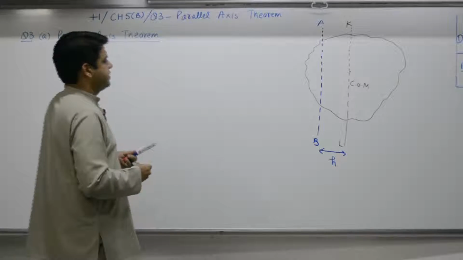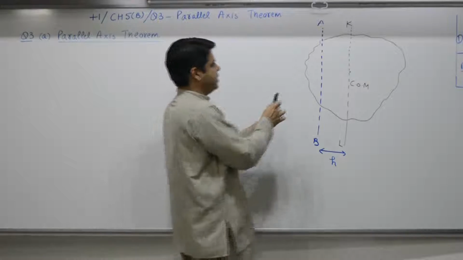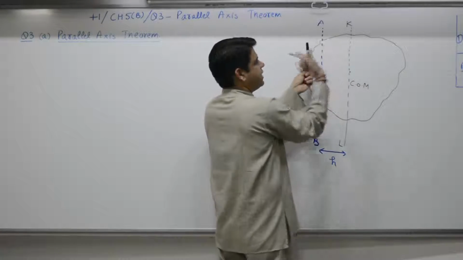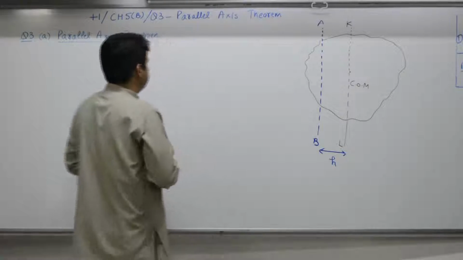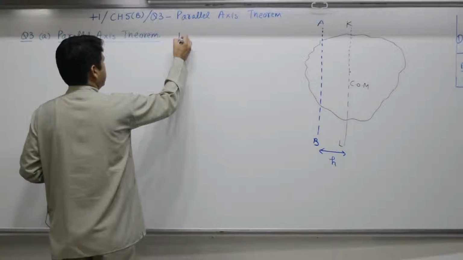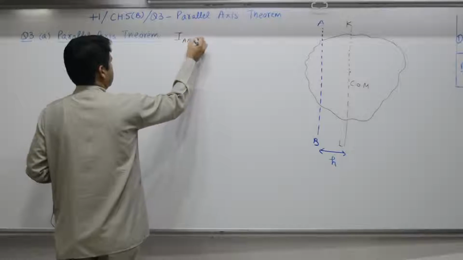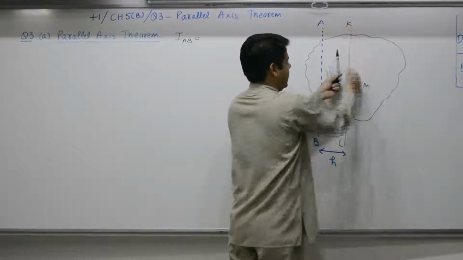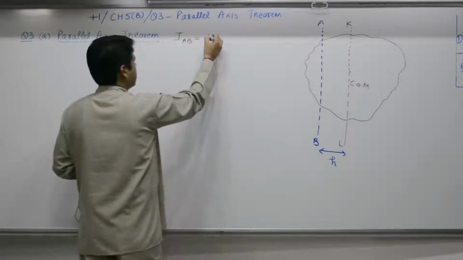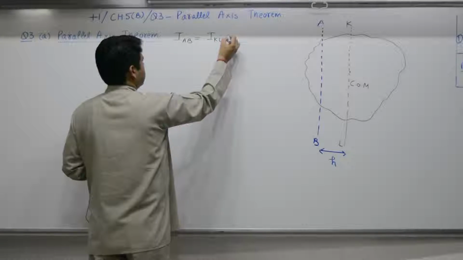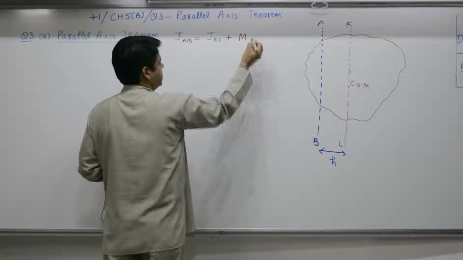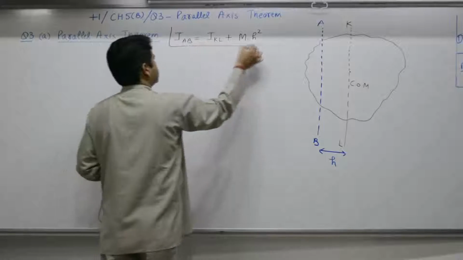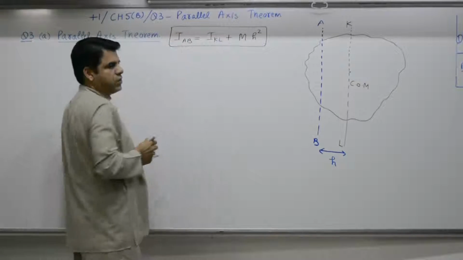Then the theorem is, the moment of inertia of this object about this axis AB. That means if you rotate this object about AB, its moment of inertia about AB is equal to the moment of inertia about KL plus the mass of the object times the square of the distance between the two. This is the outcome. This is what we want to prove.